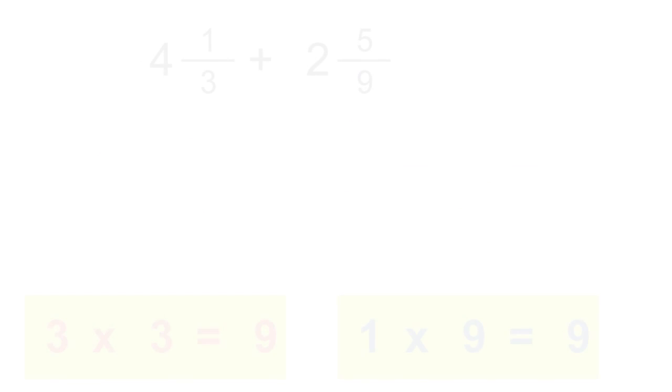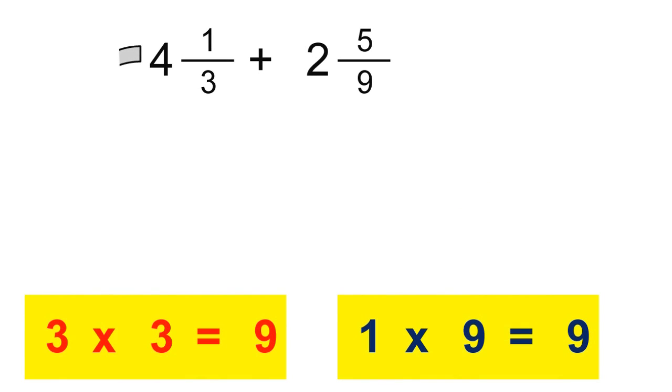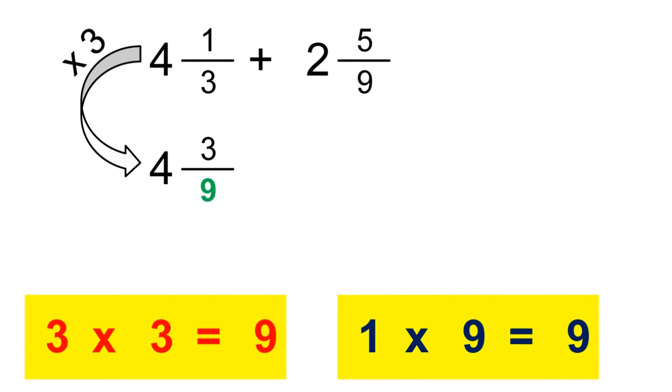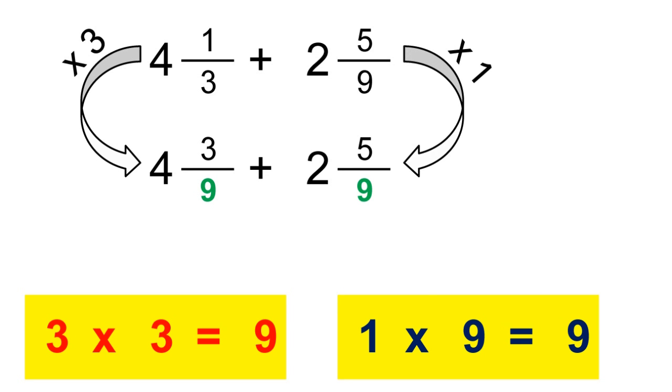Now we need to do whatever we did to the bottom to get 9 to the numerator, the top number. Since we multiplied the 3 by 3, we need to multiply the 1 by 3. And since we multiplied the 9 by 1, we need to multiply the 5 by 1. And now they have common denominators, and we can add. Oh, by the way, did you notice the whole numbers never changed? We just brought them down.